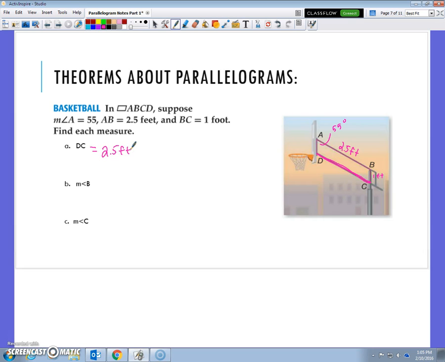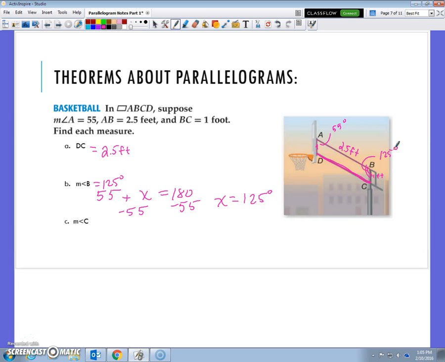If I'm looking for measure angle B, which is this little guy right here, I know that angle A is 55 degrees. And because these are parallel lines, I know that these are consecutive interior angles. So if they're consecutive interior, they must add up to 180 degrees. So 55 degrees plus whatever measure angle B is should equal 180. Let me go ahead and solve this here for you. The amount for angle B would equal, in this case, 125 degrees. Okay, so measure angle B would be 125.